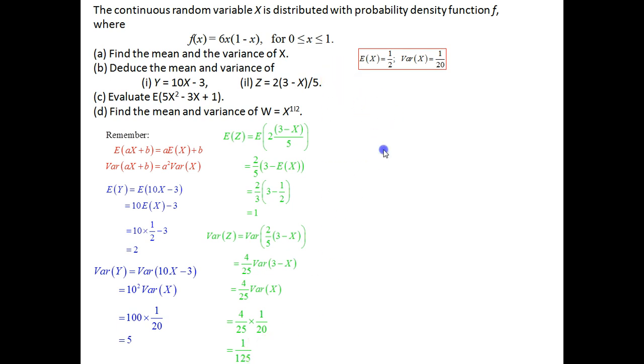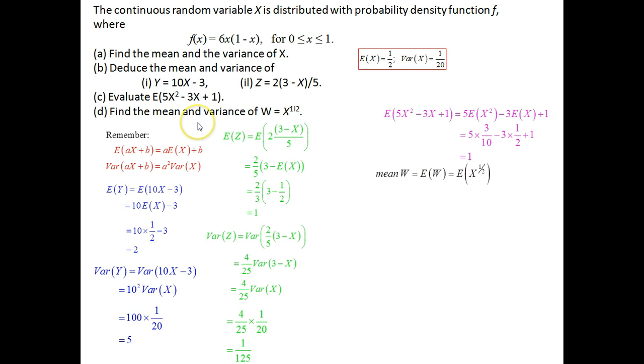Another function, we need expected value of 5x squared minus 3x plus 1. So taking E in, we've got 5 expected value of x squared minus 3 expected value of x plus 1. We worked out expected value of x squared in the last slide. It was 3/10. So I have 5 times 3/10 minus 3 times a half plus 1 works out to be 1.